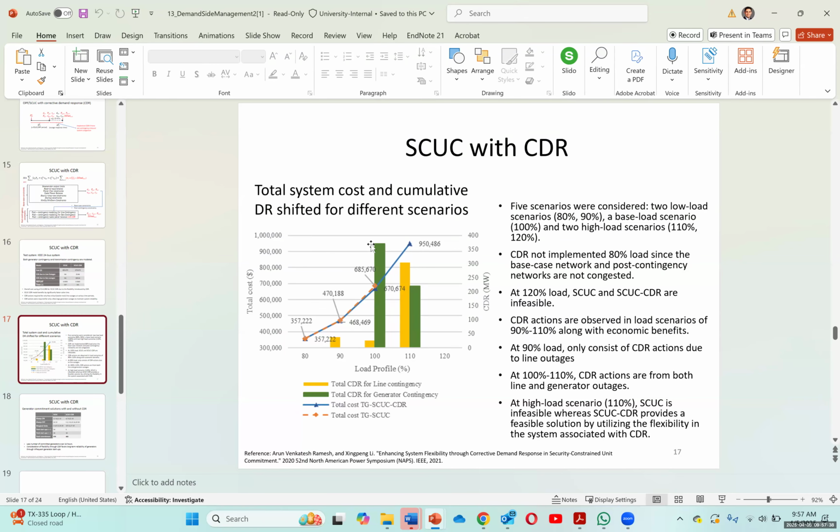At a 90% load, only consists of the CDR action due to the line outages. At 100 to 110%, CDR actions are from both line and generator outages. And at high load scenarios, 110%, the SCUC is infeasible whereas SCUC CDR provides a feasible solution by utilizing the flexibility associated with CDR. So above a certain point, we can only use the SCUC with the CDR.